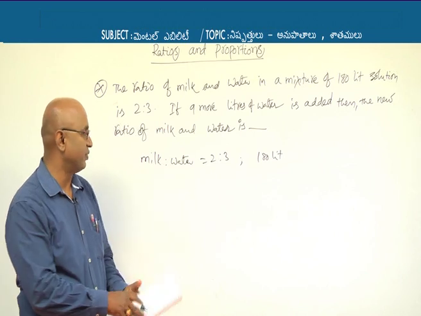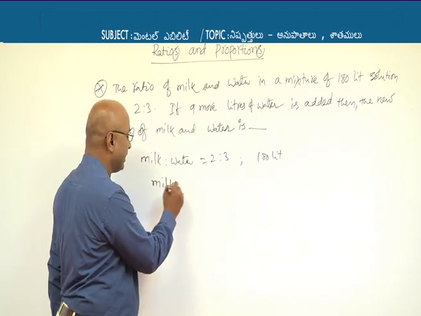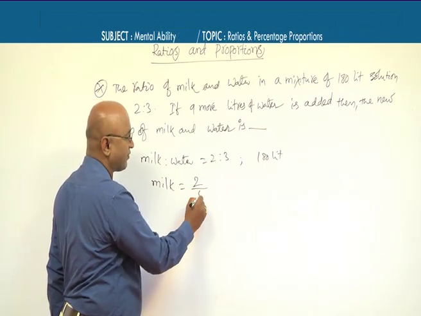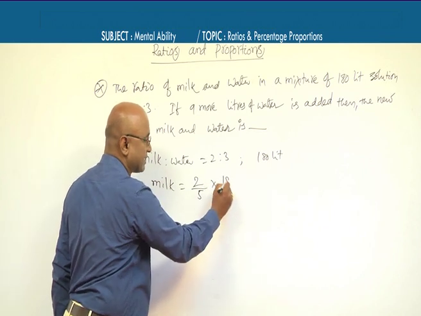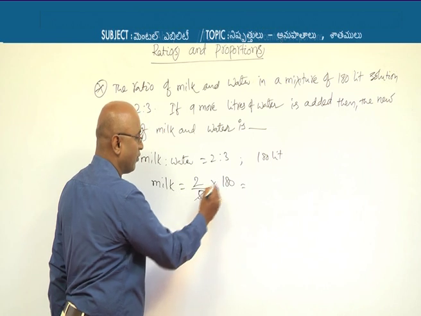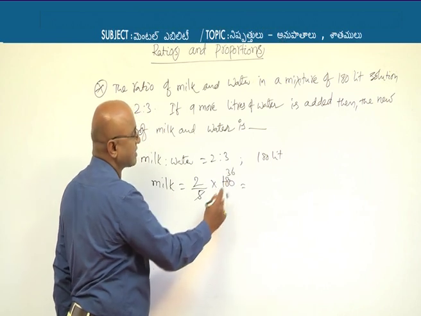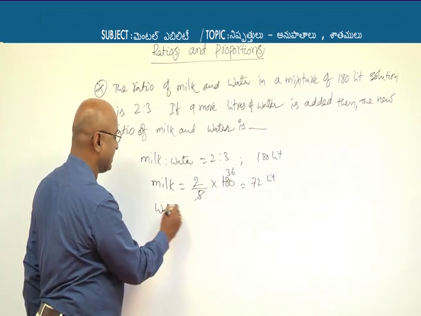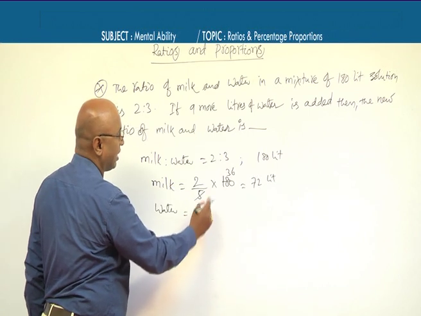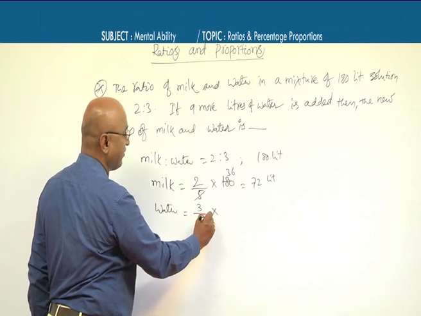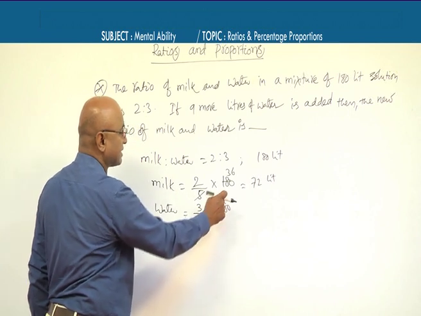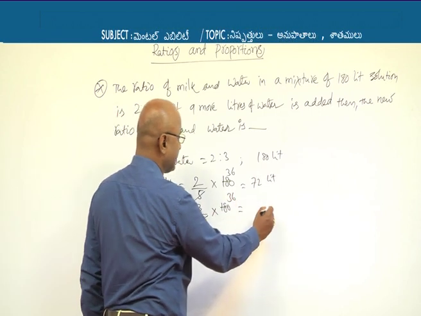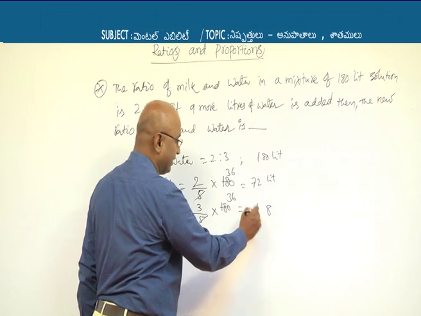మొదట నిష్పత్తి ఏమో 2:3. మొదట మిల్క్ ఎంత ఉందంటే ద క్వాంటిటీ ఆఫ్ మిల్క్ ఈజ్ 2 parts అవుట్ ఆఫ్ 2 + 3, 5 parts in 180 liters. That is equal to 5 3s are 15 and 5 6s are 30. This is 72 liters. And water is 3 parts out of 5 parts, 3/5 into out of 180 liters. That is equal to 5 1s 5, 36 3s are 108 liters.